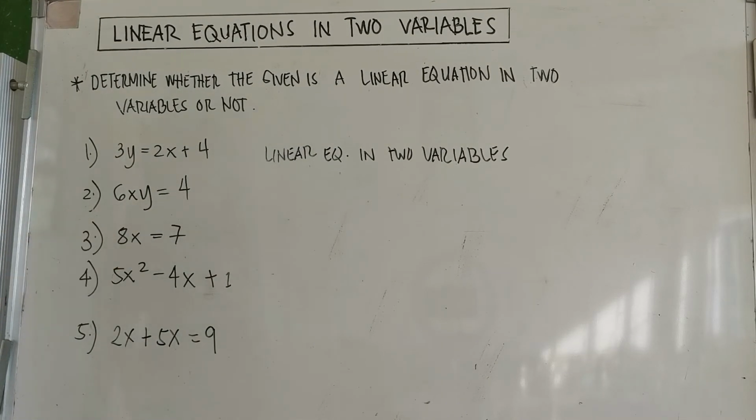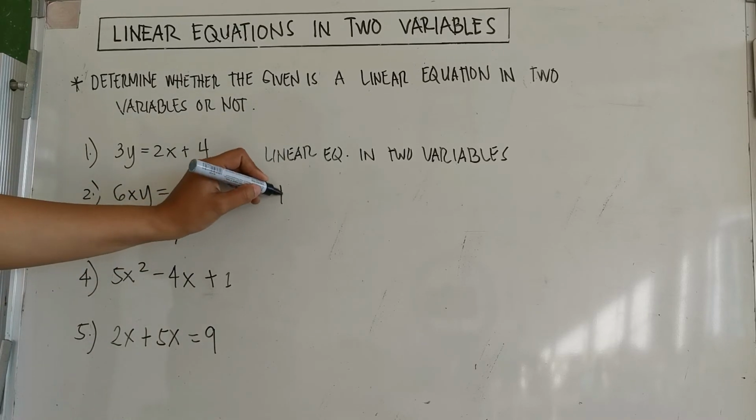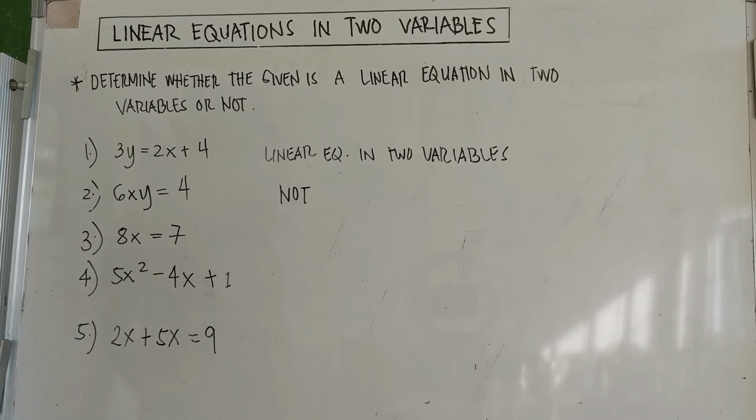6xy is equal to 4. We have two different variables. But take note that yung two variables na yon ay nasa iisang term lang. Ibig sabihin, we cannot consider this as linear equation in two variables since counted lang siya as one term. So meaning number 2 is not a linear equation in two variables.